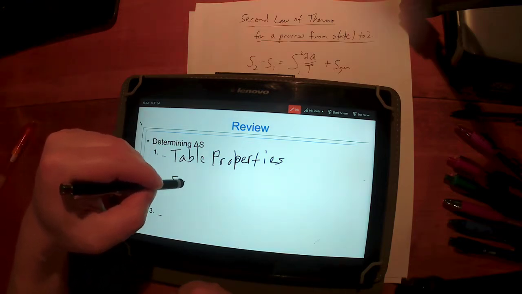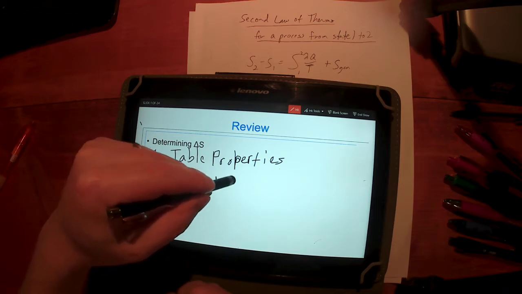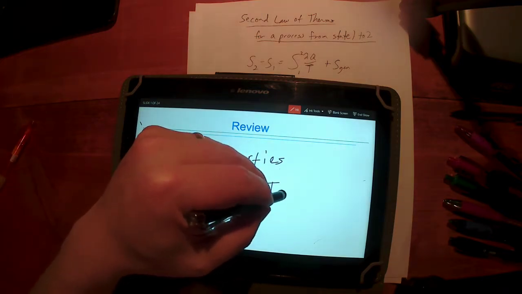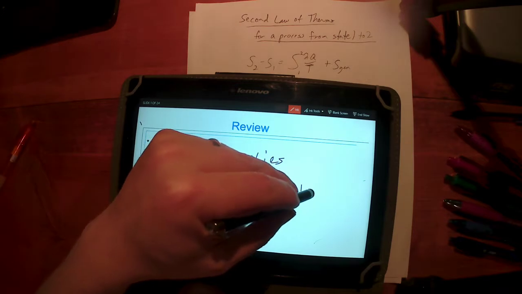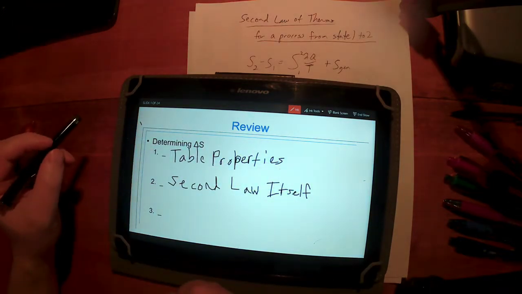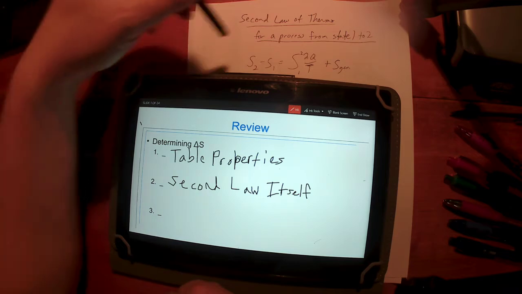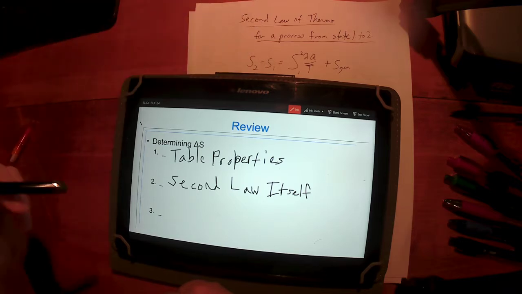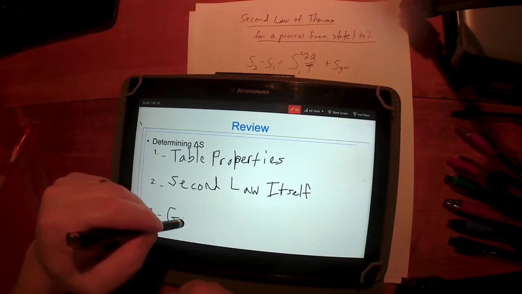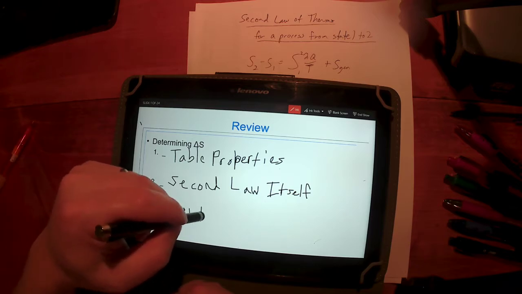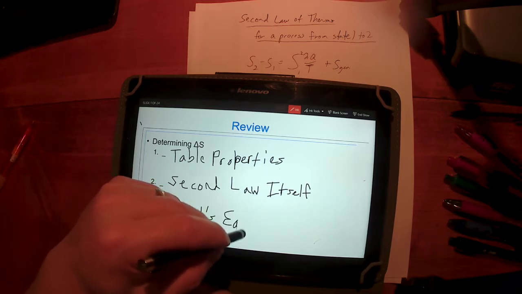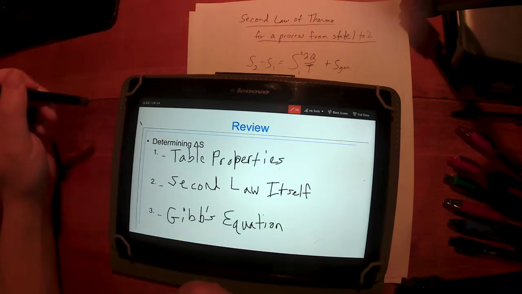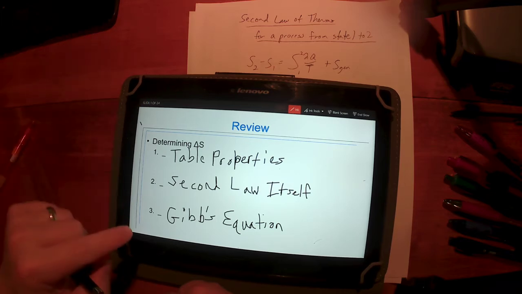Another way we said was the second law itself. Right? The second law itself actually allows us to determine entropy change. If I can quantify these things on the right-hand side, then I can use that to quantify the left-hand side. And the third way, the last thing we talked about last time we were together, was Gibbs Equation. Gibbs Equation is a way that allows us to determine a change in entropy.